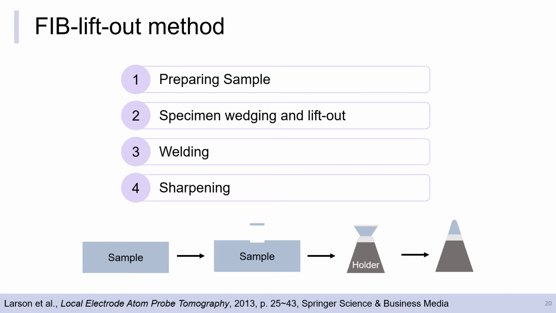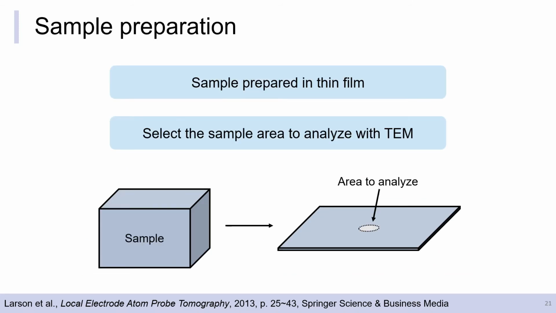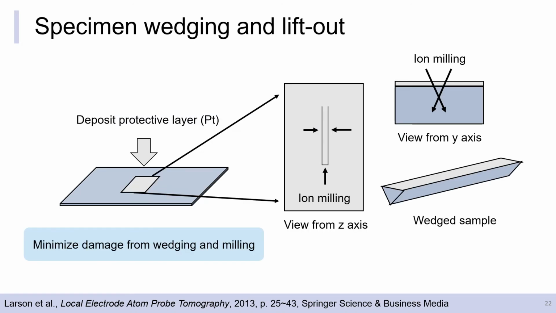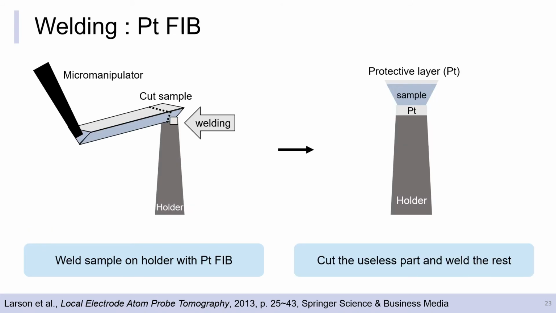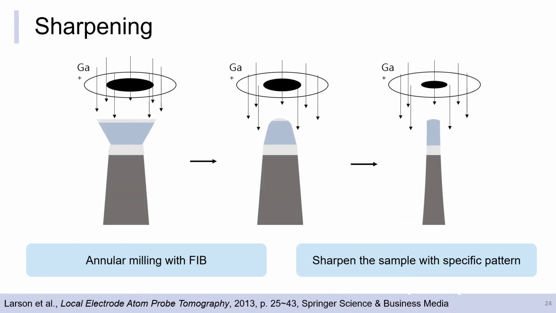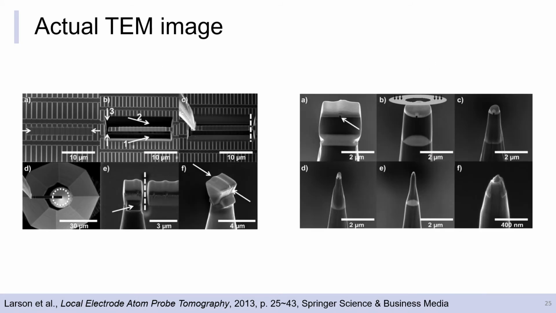It is composed of four parts. First, the sample is prepared in a thin film, and with TEM, the area to analyze is determined. After determination of the area to analyze, a protective layer is deposited on the sample and cut into a wedge shape. Next, the wedge sample is placed on a holder to weld and cut the useless part. Finally, annular milling is used to sharpen and polish the sample into a needle shape. These are the actual TEM images of sample preparation.